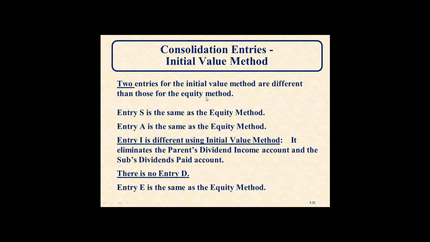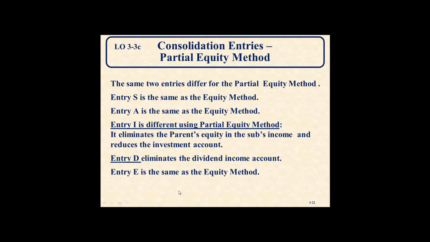So, two entries for the initial value method are different than those for the equity method. Entries S and A are the same. So no matter which method we're doing here, S and A are the same, which we did in chapter 2. Now entry I, if you're using the initial value method, is different. It eliminates the parent's dividend income and the sub's dividends paid, and there is no entry D. And entry E is the same as the equity method. On the partial equity method, which I'm not going to cover, you can read the slide if you want to learn more about it.